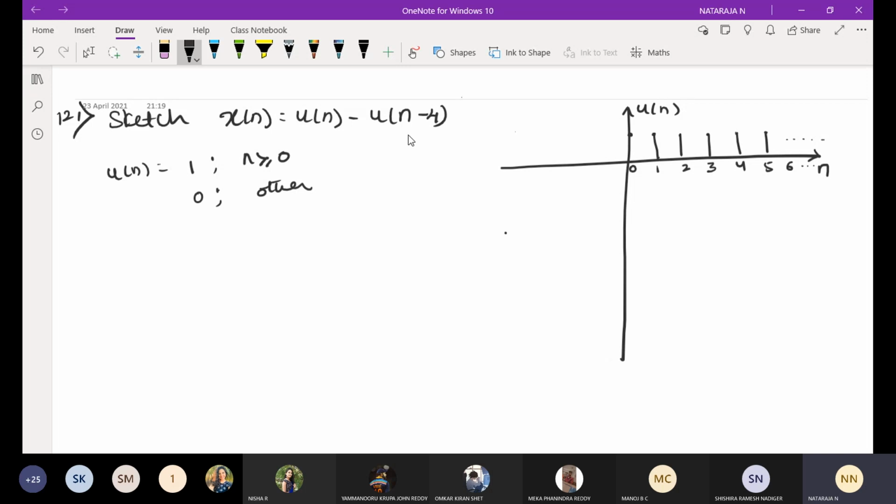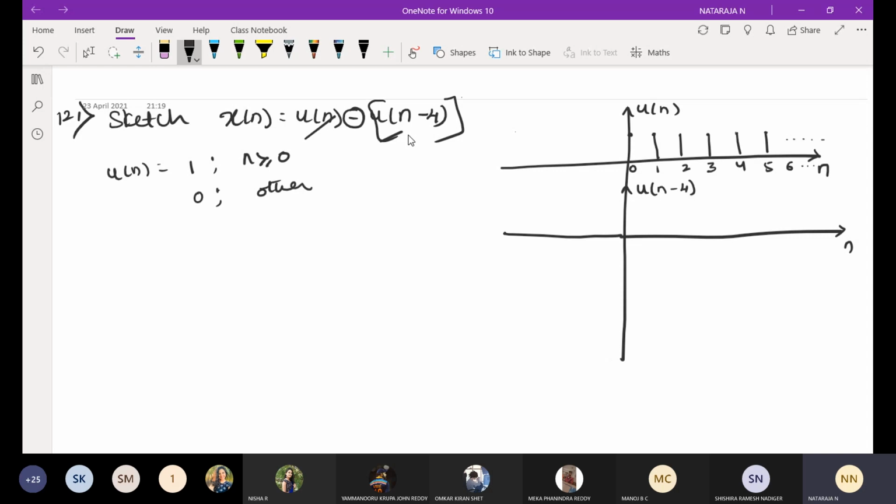Now we got u of n. I need u of n minus 4. Don't consider the negative side. Just find u of n minus 4. Only the shifting property is required. This is the n sample, this is my signal. This is your u of n minus 4.